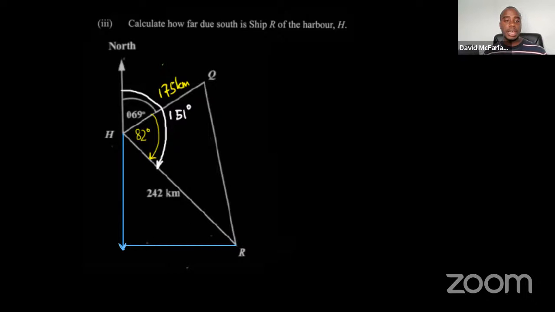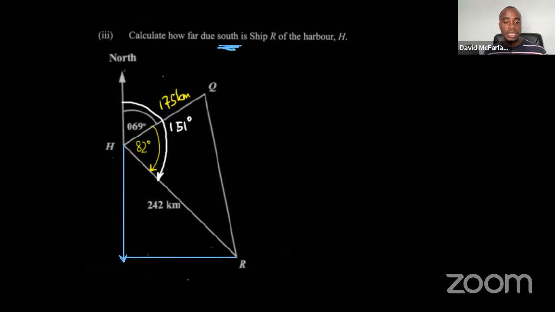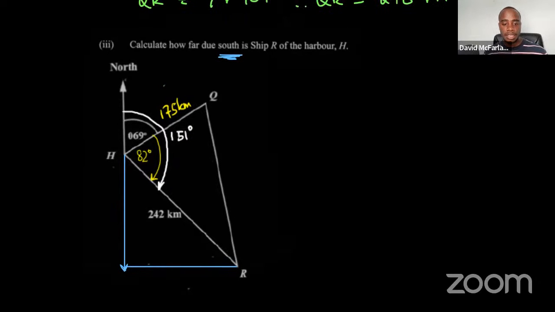So I know that I want the distance, how far due south it is. And where is that? That means I want this distance here. If I call this S, S for south, then this is the distance that I want, HS, right? So now we know what we want. We need to figure out how we're going to get it. So how are we going to find out that length? What do we know?